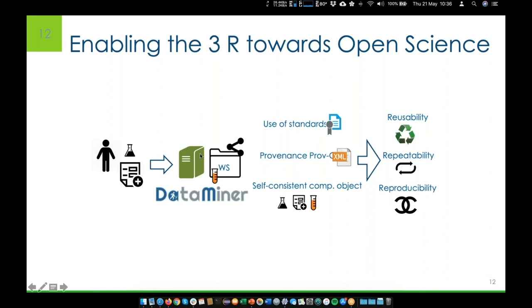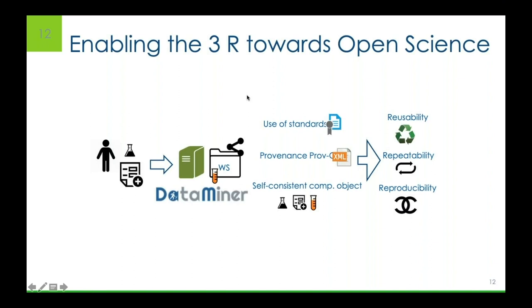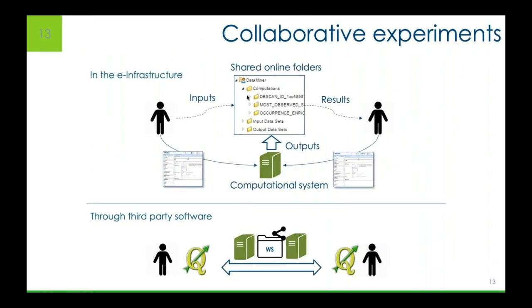And the philosophy behind this is that we want to enable the three R's, or usability, repeatability, and reproducibility of the experiments. So through the data miner, we saw that we use the WPS standard to execute the computation. We use provenance with an XML PROV-O file, and we use self-consistent component objects. So as we can see in the workspace, for each method run, you have everything, so the input data, the output data, you can re-access the input data and the output results that were generated from your execution.